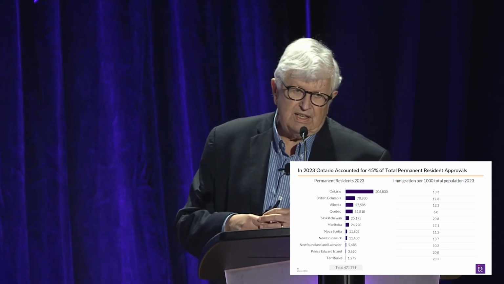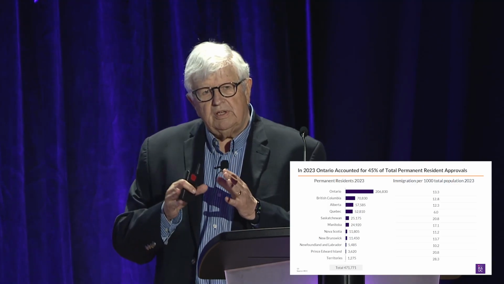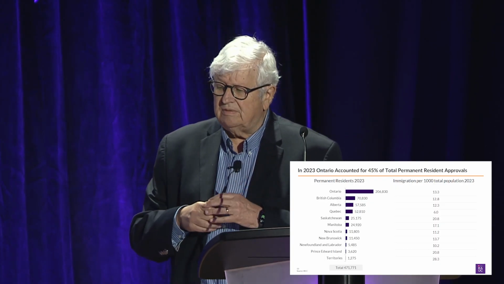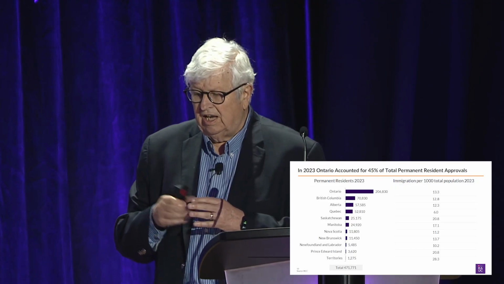Where are immigrants settling? No surprise, they settled in the big provinces, Ontario, BC, Alberta. But if you put the numbers in perspective of the population of these areas, we see a somewhat different picture. For Ontario, BC, and Alberta, the immigration numbers represent per 1,000 total population, somewhere around 12 or 13%. About half that level in Quebec.